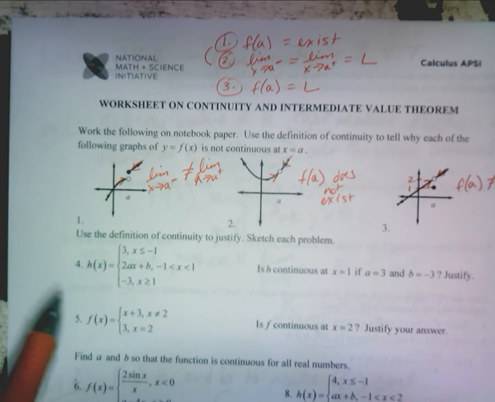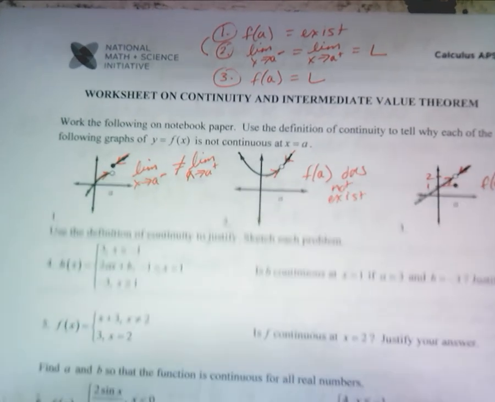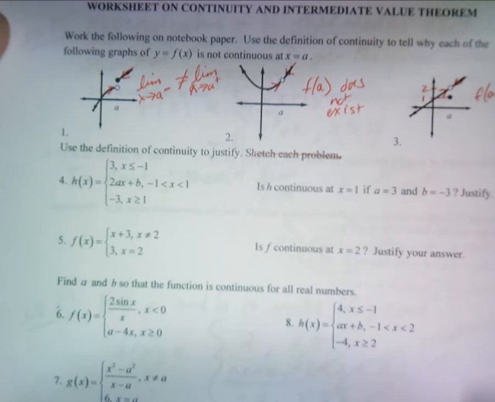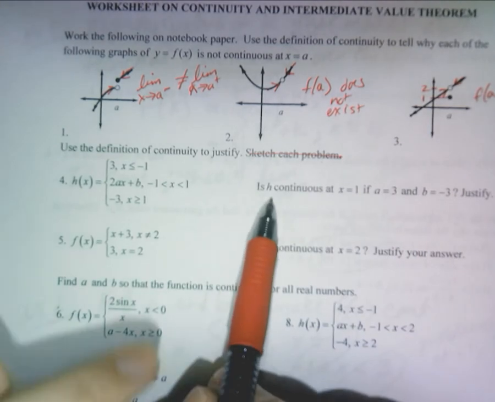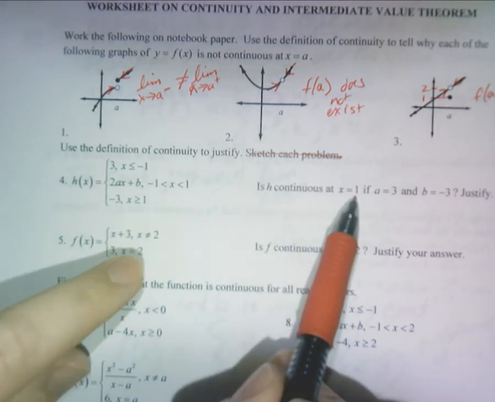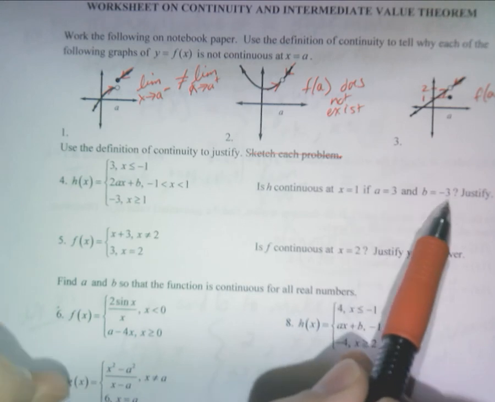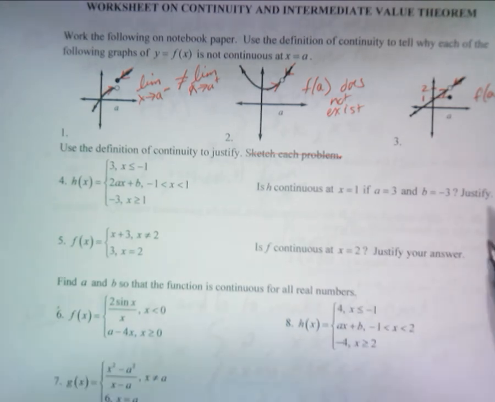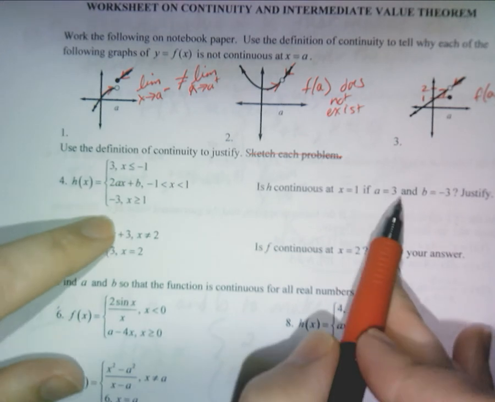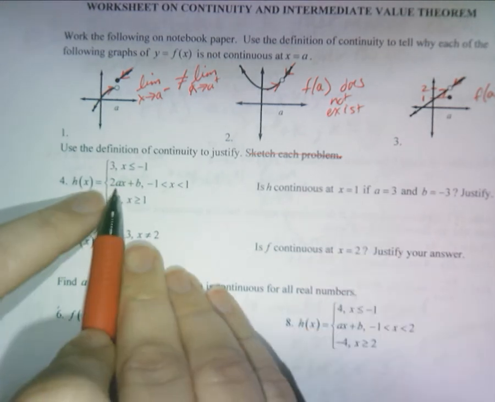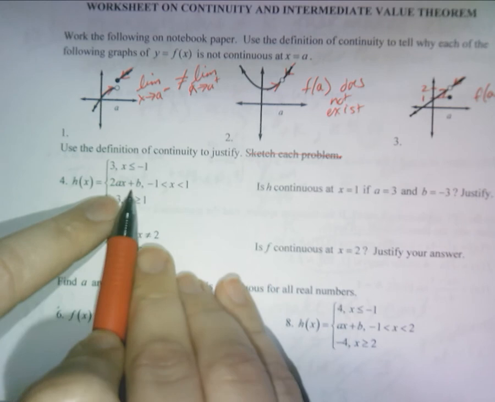All right, so now let's go to number 4 together. It says sketch each problem, don't sketch each problem. Is H continuous at x equals 1 if A is 3 and B is -3, and justify? So they actually gave us A and B, and they want you to justify if it works. So let's plug in A, 3, and let's plug in B, -3. What would then this expression be in the middle?